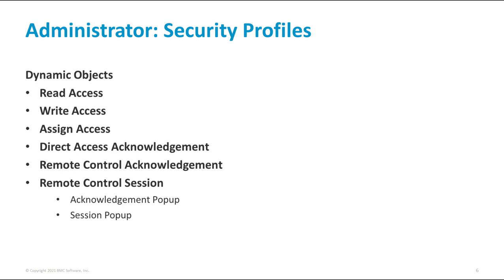The allow option is further bifurcated into required direct access acknowledgement and not required direct access acknowledgement. When set to required, the administrator will need to have the remote user's permission to access his or her device. And if the direct access acknowledgement is set to not required, then the administrator can directly access the remote device and the remote user will not receive any acknowledgement pop-up.